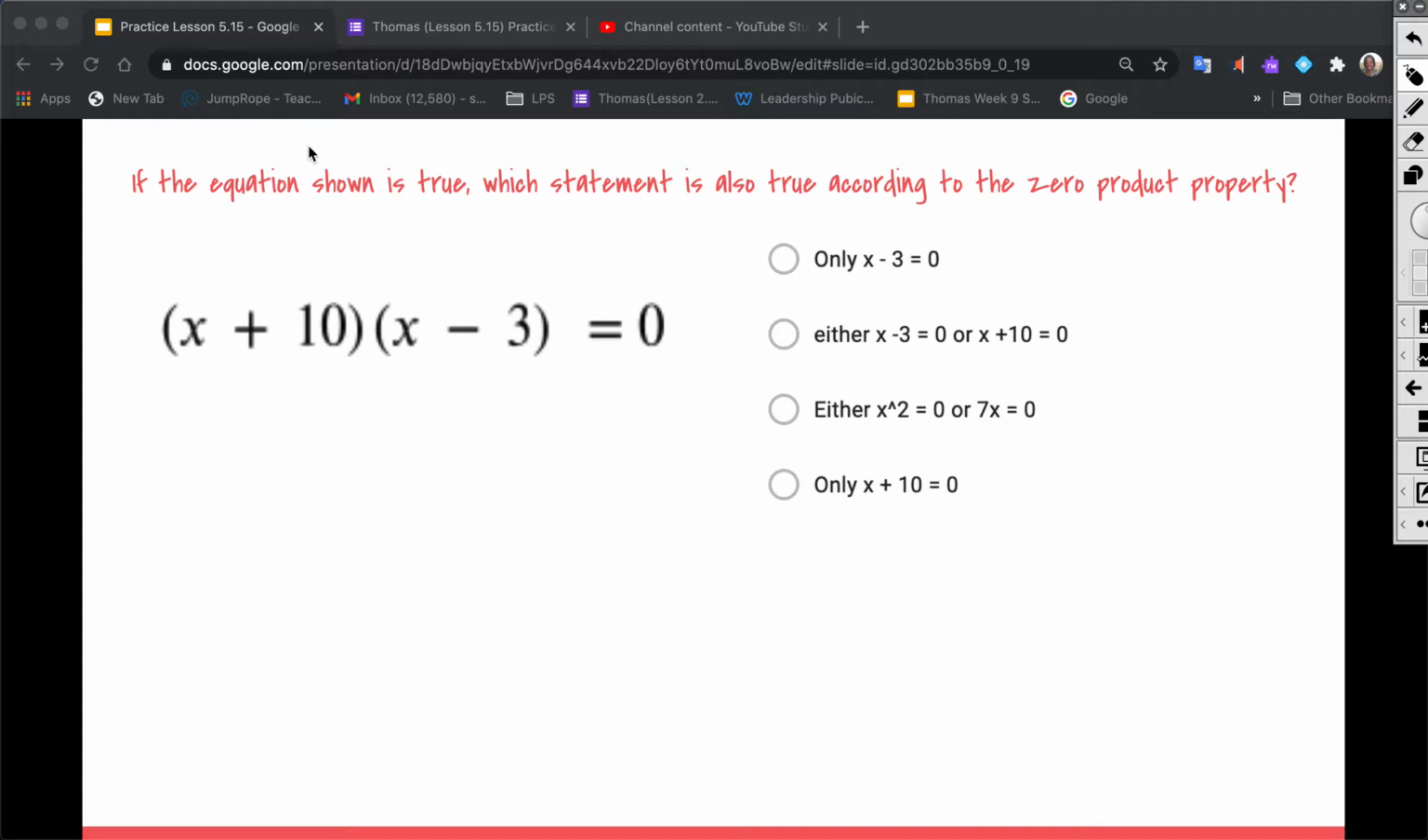Right, so this says if the equation shown is true, which statement is also true according to the zero product property? So let's recall the zero product property is that if the product of two or more factors is equal to zero, then at least one of the factors must be equal to zero. So what we're saying in this particular case is either the factor x plus 10 is equal to 0 or the factor x minus 3 is equal to 0. So that is our first statement as we think about it.